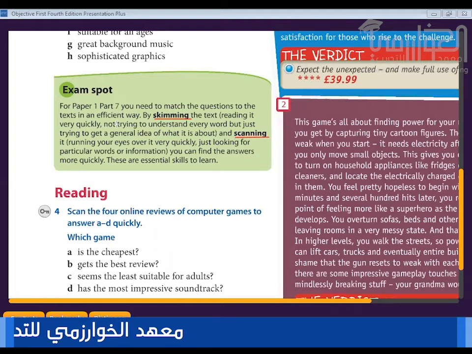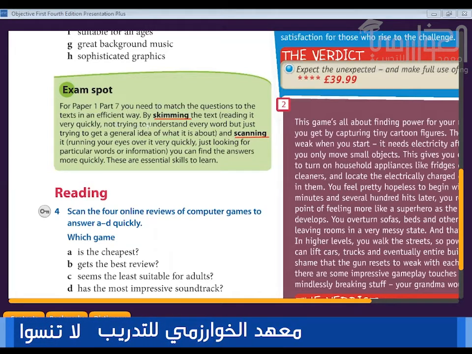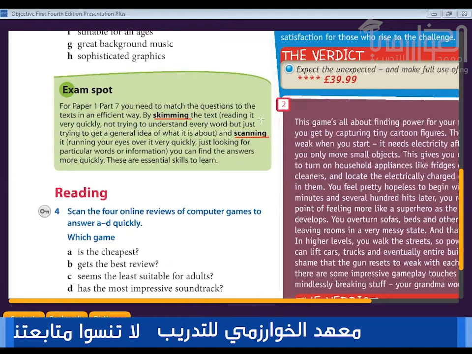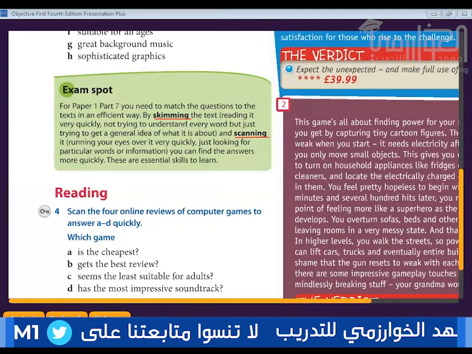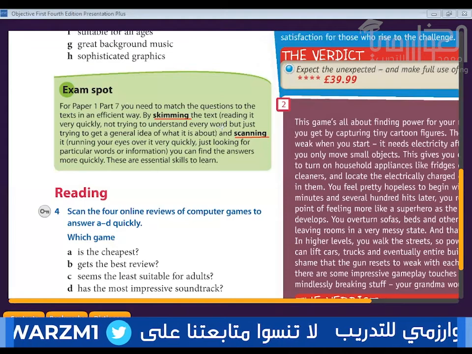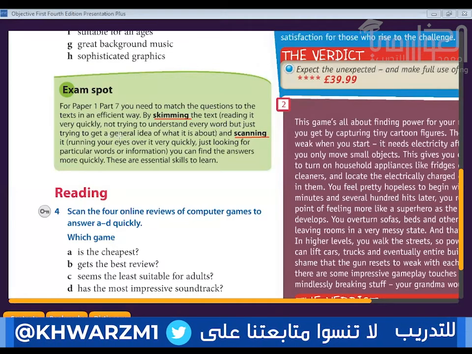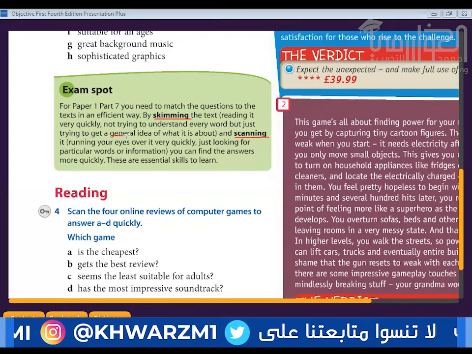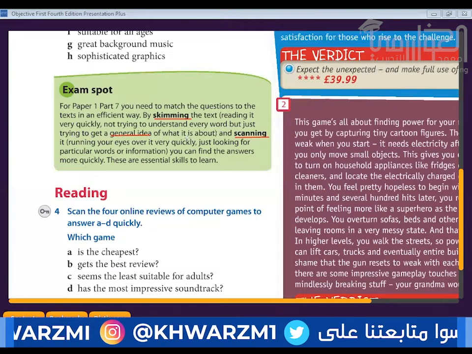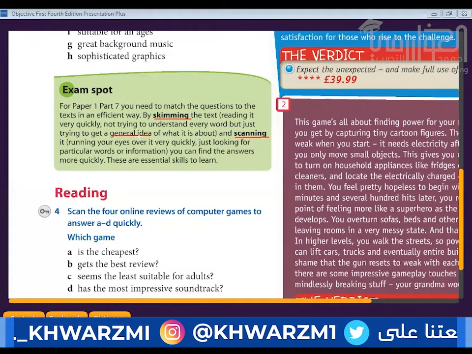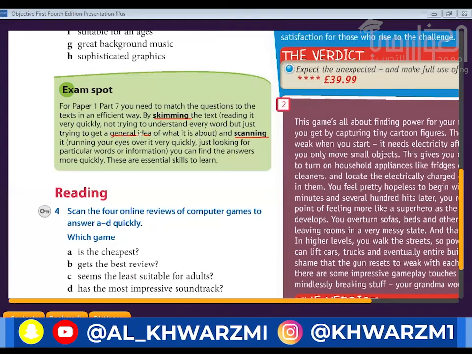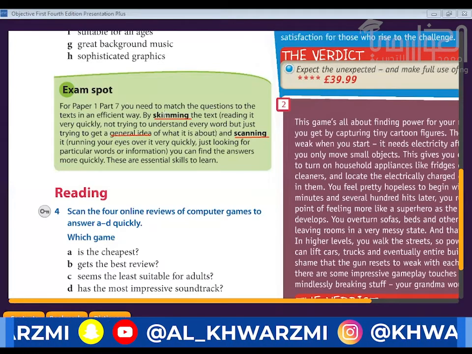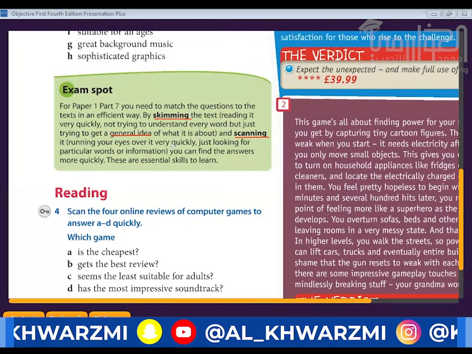So we have 2 reading skills, and all of this means that you must read quickly. You read a text quickly, very quickly, not trying to understand every word. Just trying to get a general idea. This is very important. A general idea of what it is about. So when you read quickly to get a general idea about what the text is about, we call it skimming.